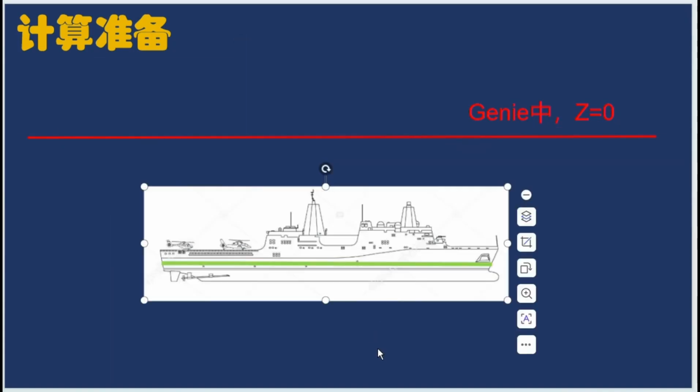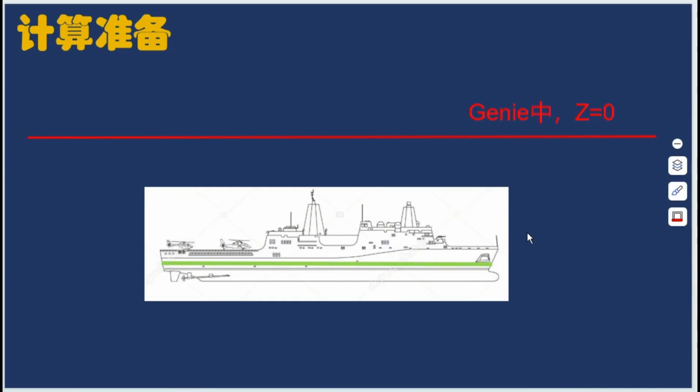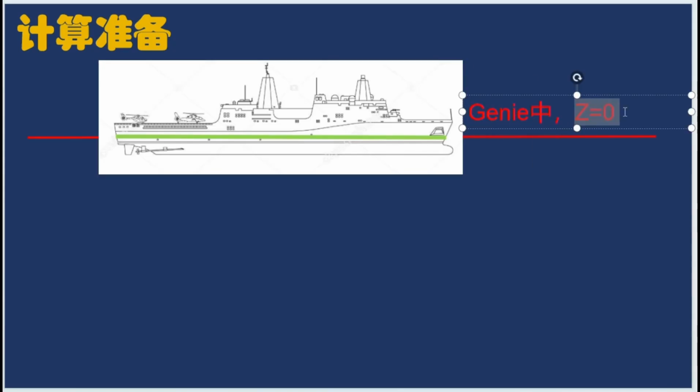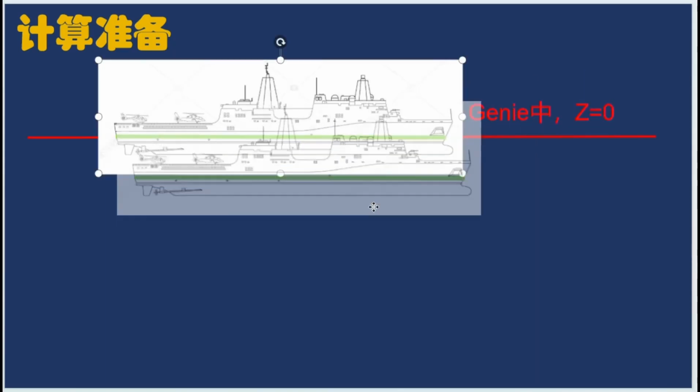For example, your ship model might originally look like this, and in the coordinate system, your ship model is like this. The 0 line is here. Now, it's best to move it here, so that the waterline coincides with Z equals 0 in the coordinate system. Why is that? You can check my previous videos where I explained this.